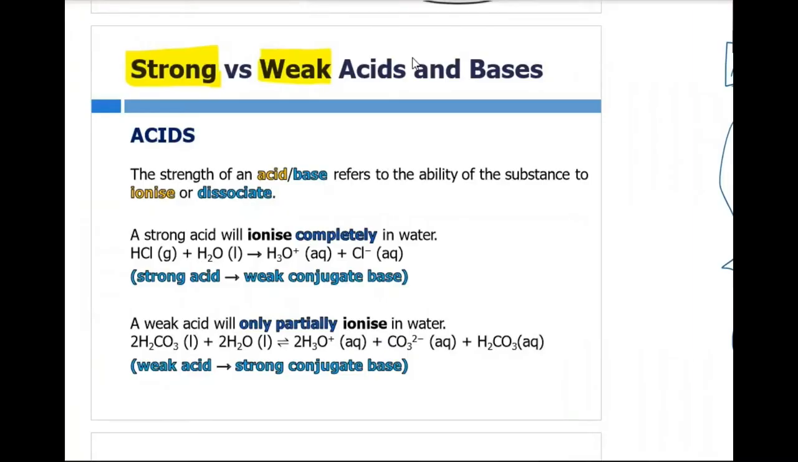All right. So the strength of an acid and a base refers to the ability of a substance to either ionize or dissociate. So strong acids, which is that list of 3. I'm going to give them to you again. HCl, let's recap. H2SO4, I hope in your room you're saying it out loud. And HNO3. Okay, I'm quite an audible learner, so there we go. A strong acid will ionize completely.